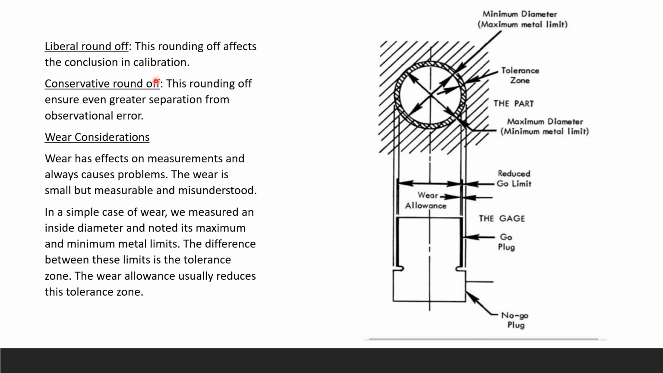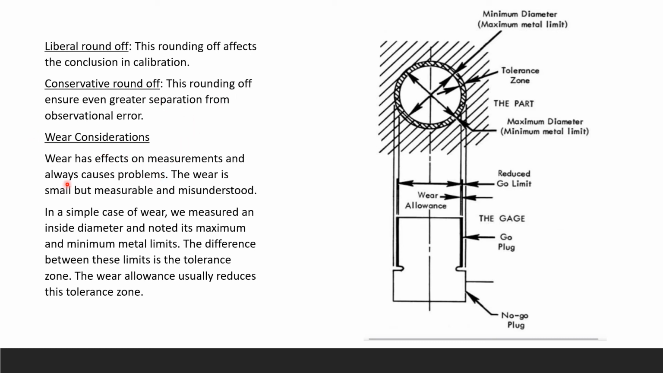The last one: here's a liberal round off. This round off affects the conclusion in calibration, definitely, because there's a 1 at the end. The conservative round off ensures an even greater separation from your observational error. Why? Because you're cutting the last significant figure out. So you have even more separation from the observation error. Some people take it as good, because for 3 significant figures it seems you have less error in conservative. So that's how they take it. It's a little weird to understand, but you can go that way.